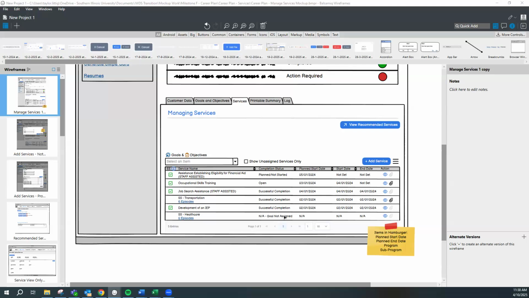So then it would show your goal not assigned first. Or maybe you want to see them in alphabetical order. You could click this and it would sort by alphabetical order on service name. Or if you want to see them in date order, by start date or end date, yeah, you'd be able to do all of that. So you could customize the view just by using those little filters.